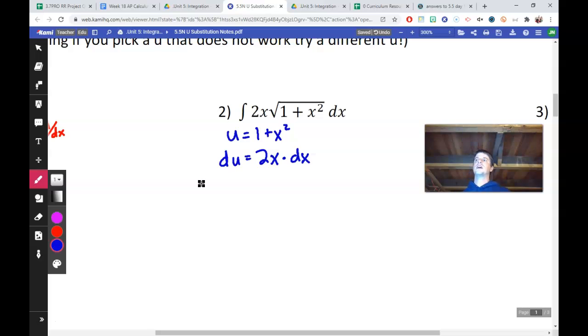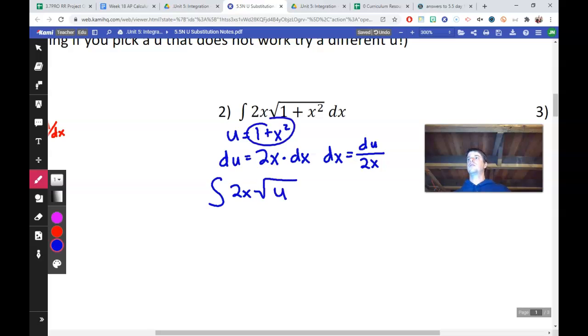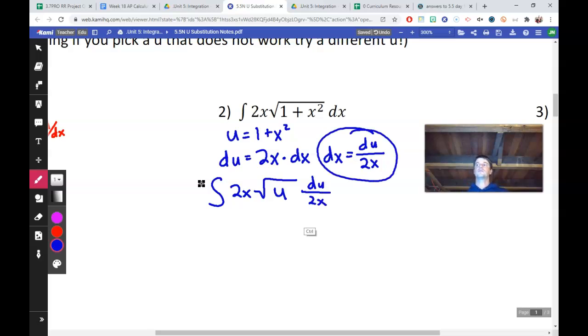So I'm going to divide both sides by 2x. I'm just going to write this on the side here. dx is equal to du over 2x, okay? I just divided both sides by 2x. Now that I have dx by itself, I can substitute dx out, and I can substitute u, 1 plus x squared for u. So let's do that. So we get integral of 2x, the square root of u. I'll substitute that out because I don't want any x's. And then instead of dx, I'm going to put du over 2x, because that's what I figured out is equal to dx here. So I can substitute that out.